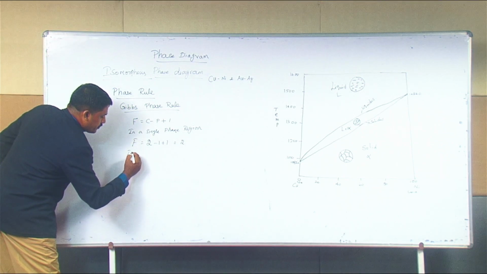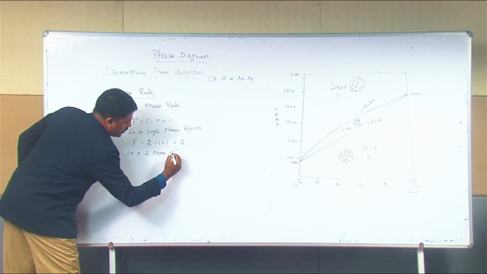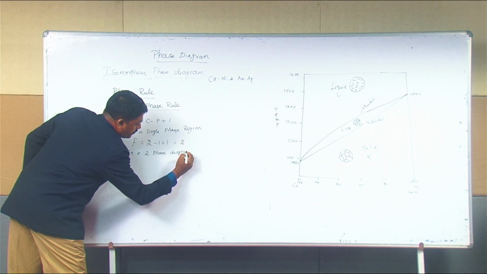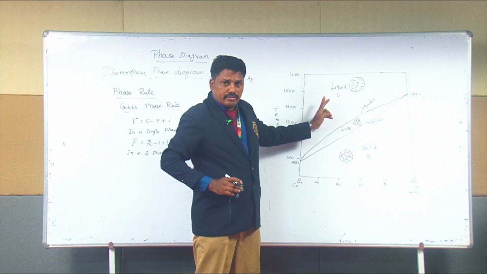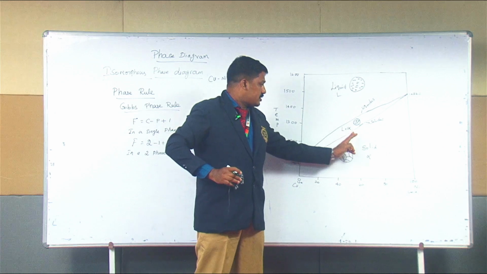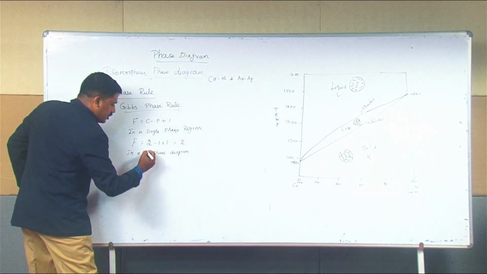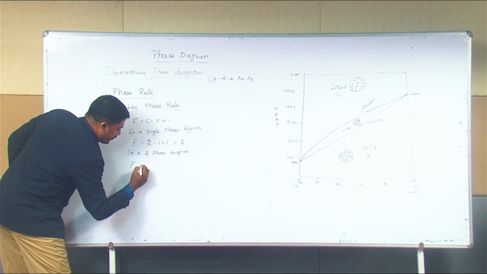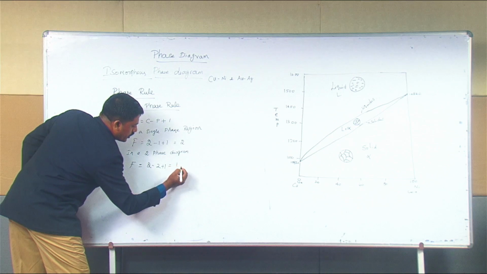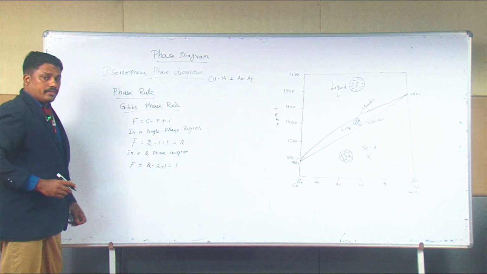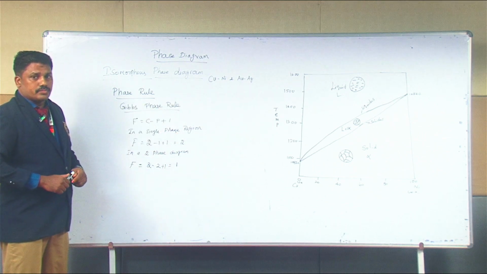For the given alloy system having one solid phase region, one liquid phase region and one two-phase region, at the two-phase region the degrees of freedom of this alloy system is equal to 2 minus 2 plus 1, which is equal to 1. So these degrees of freedom have been calculated using the Gibbs phase rule within the phase diagrams.